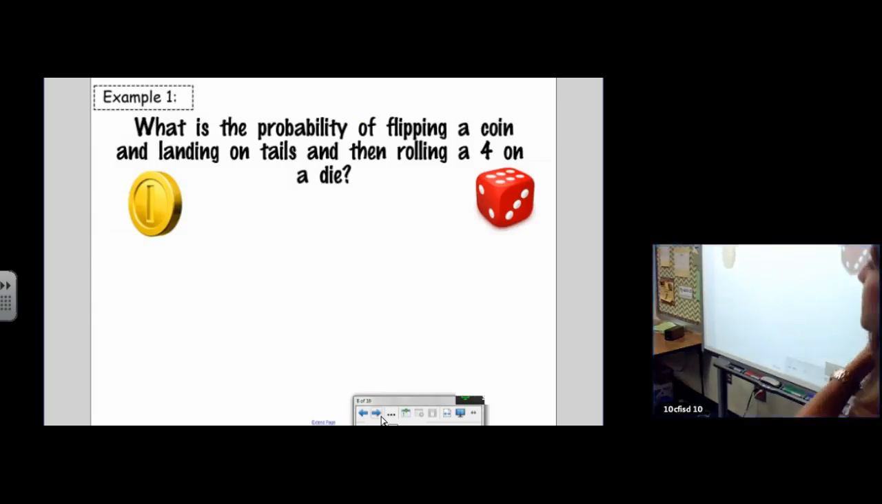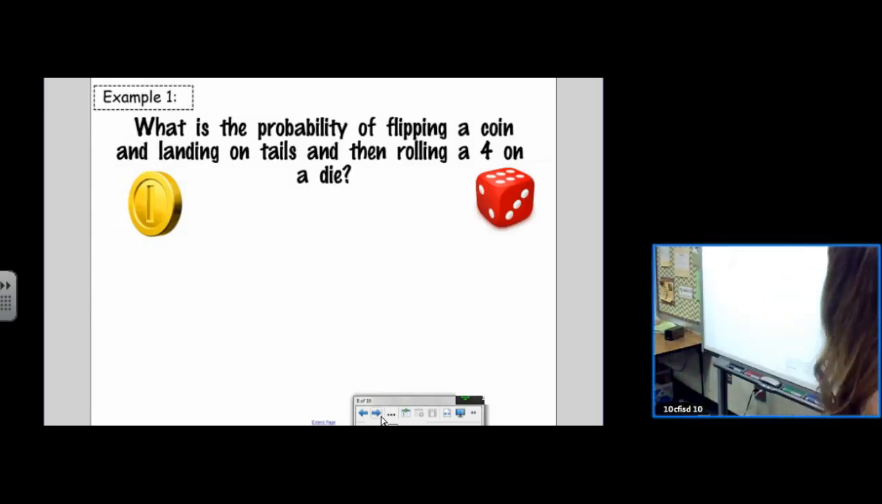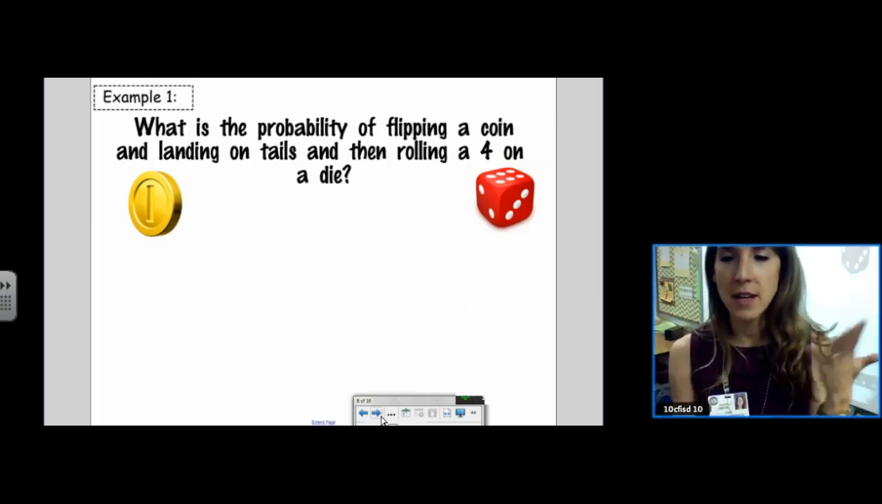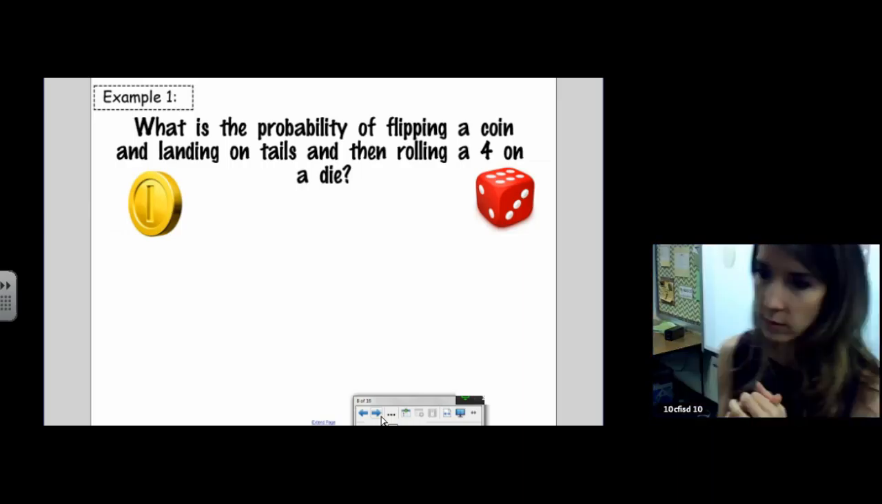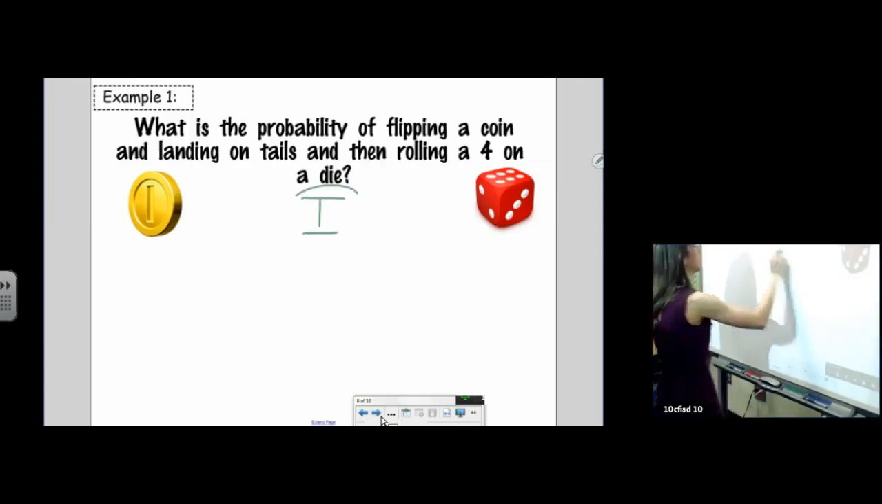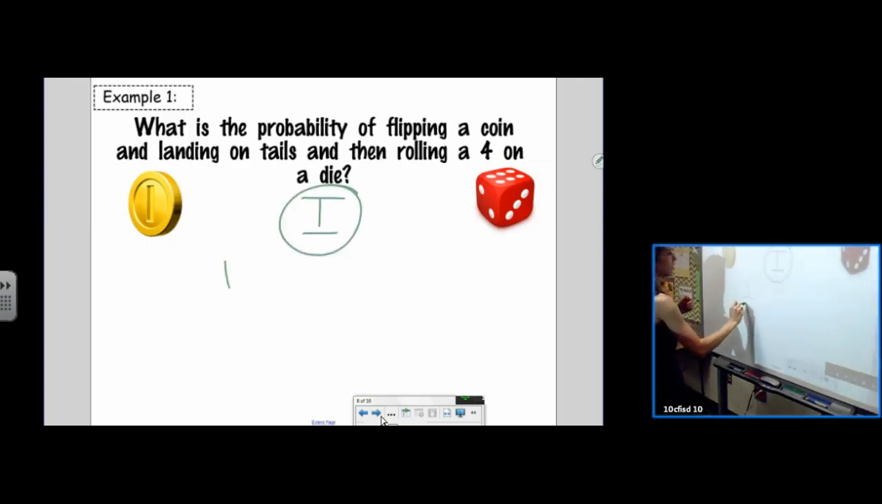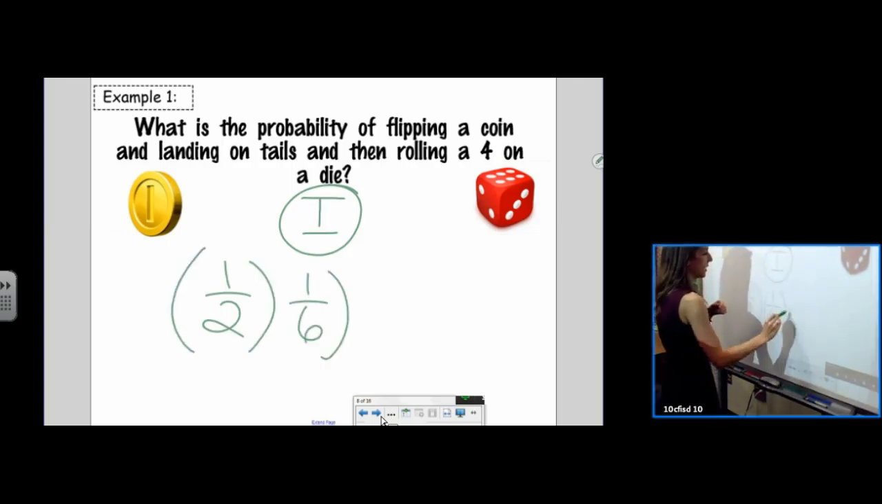All right, now some super easy, very basic examples. What's the probability of flipping a coin and landing on tails and then rolling a 4 on a die? Independent or dependent? What are those probabilities? Good. Completely independent probabilities. Flipping a coin, 1 out of 2. Rolling a 4, 1 out of 6.